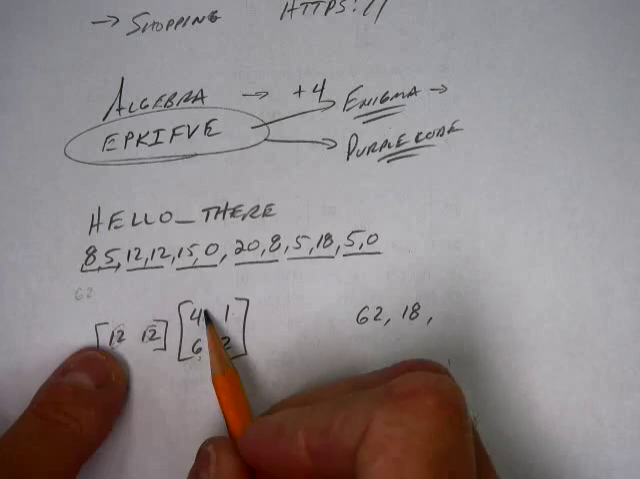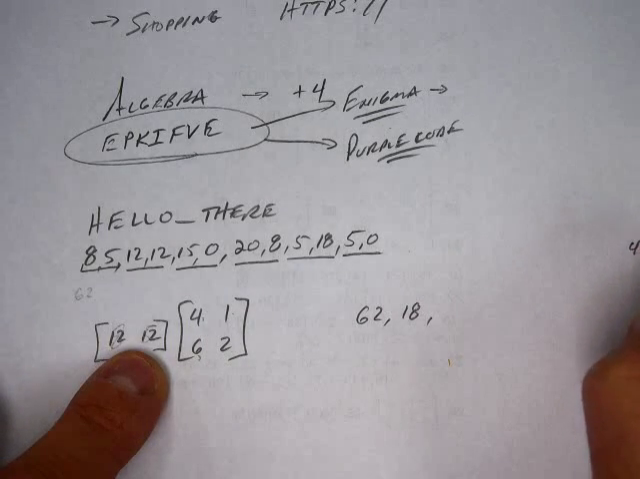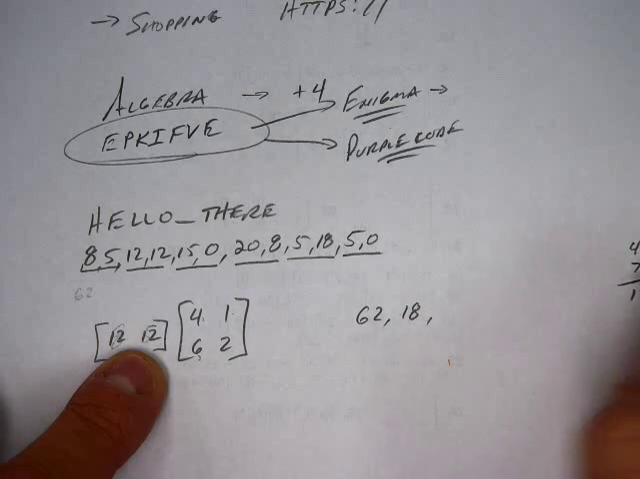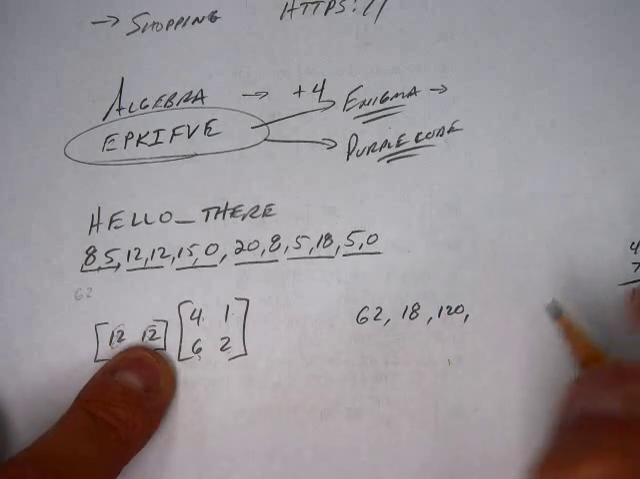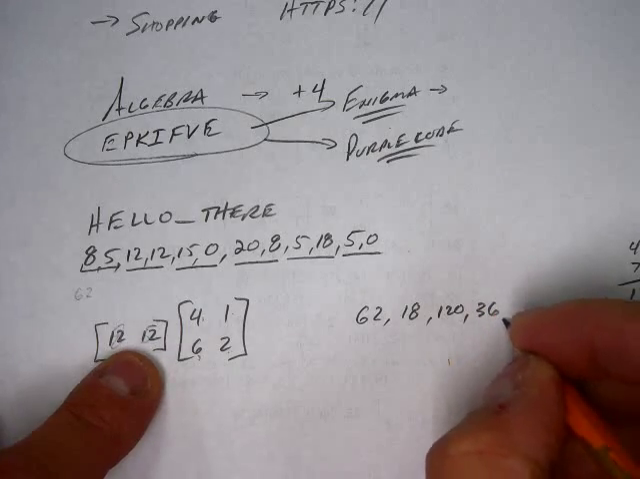If I do the 12 and 12, I get 48 and 72. 48, 72 gives me 120. And then 12 and 36, 12 and 24 gives me 36. And I'm going to stop right there for now.